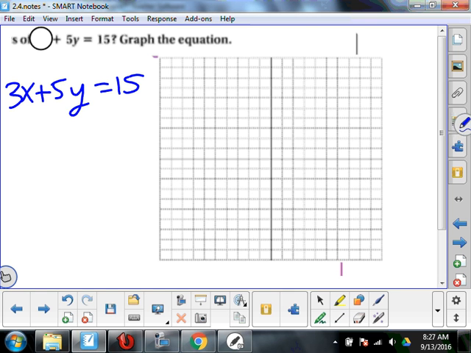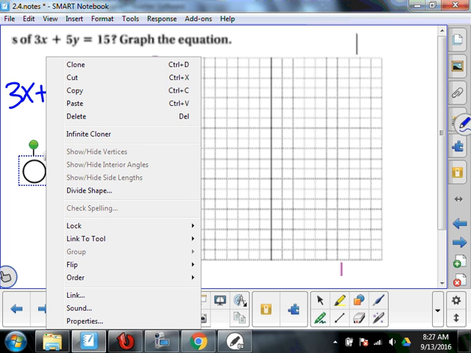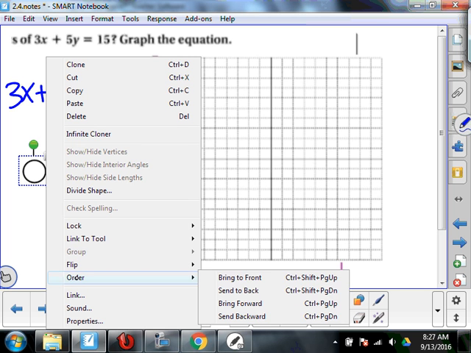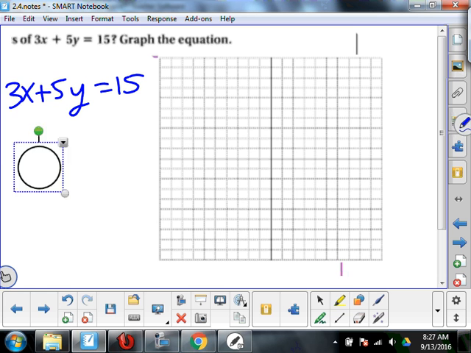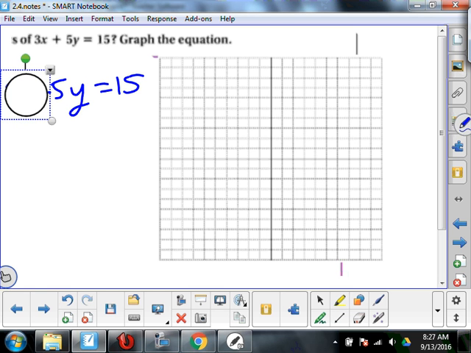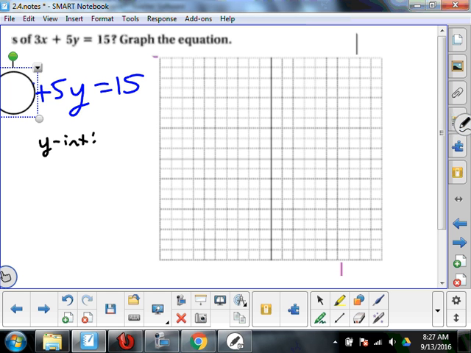If I'm finding my y-intercept, that is the value of y whenever x is 0. When x is 0, this is going to be 3 times 0, and that term goes away, doesn't it? So let's solve for y. What's y? Y would be 3. So my y-intercept is the point 0, 3.